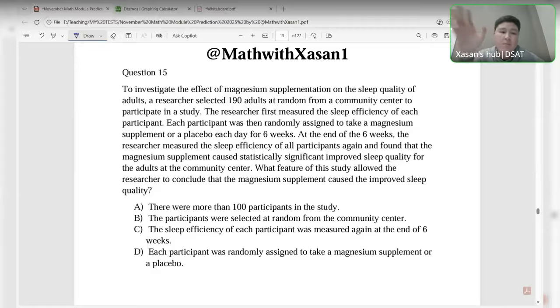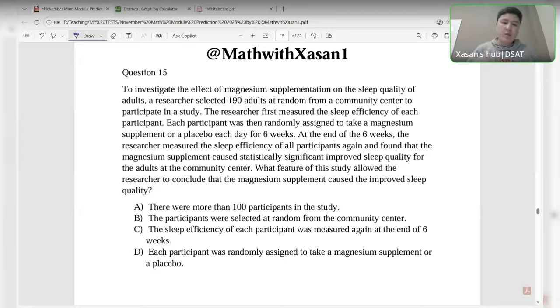Okay, I'm gonna read. To investigate the effect of magnesium supplementation on the sleep quality of adults, a researcher selected 190 adults at random from a community center to participate. Yeah, the sample is randomly selected. The researcher first measured the sleep efficiency of each participant. Each participant was then randomly assigned to take a magnesium supplement or a placebo each day for 6 weeks. They are dividing into two groups randomly, randomly assigned.